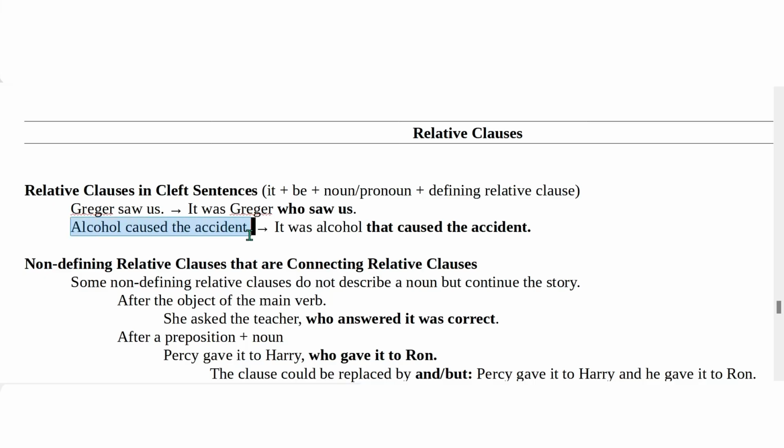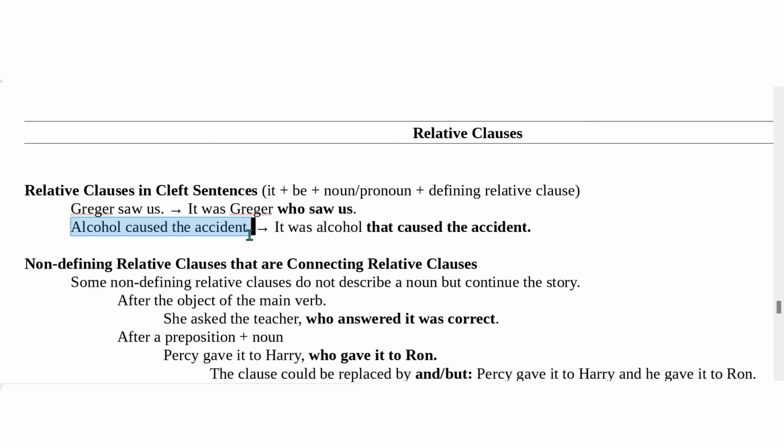But now you want to emphasize that it was alcohol, not the food, or not the phone, or not the music, or not the light. You understand? Or not the car. You understand? There are many things that could cause the accident. So you're saying alcohol caused the accident. Okay, but if you want to give emphasis on the alcohol, not something else, then you can say it was the alcohol that caused the accident. Okay, this sentence is not enough for emphasis. Yes, you want to give emphasis.